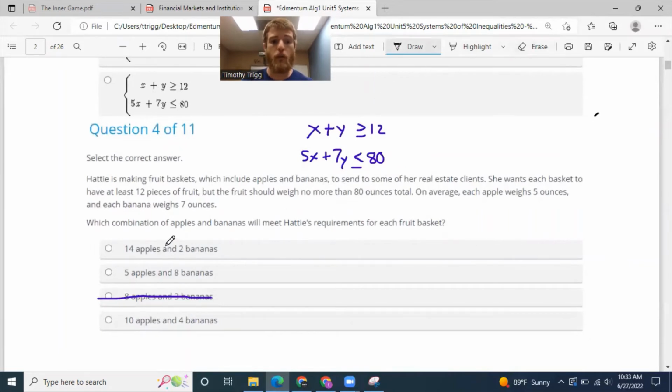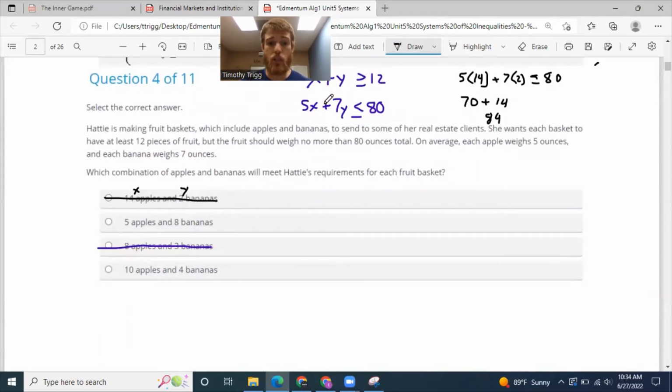So for this first one, replace the x with 14 and the y with 2. So that would be 5 times 14, plus 7 times the number of bananas, which is 2. I want to see, is that less than or equal to 80? Well, 5 times 14 is 70. 7 times 2 is 14. This adds up to 84, right? Is 84 less than or equal to 80? No.